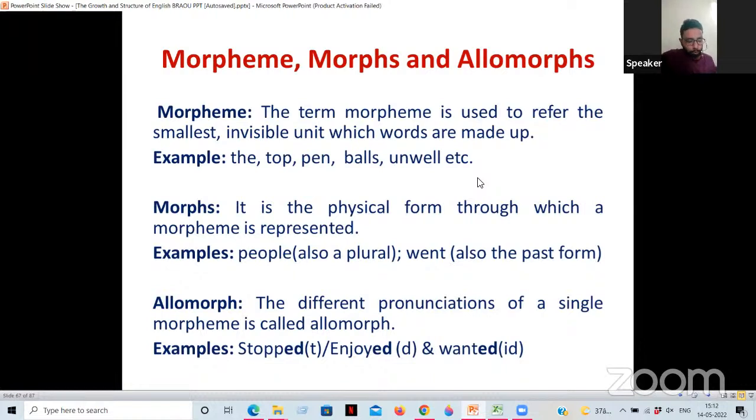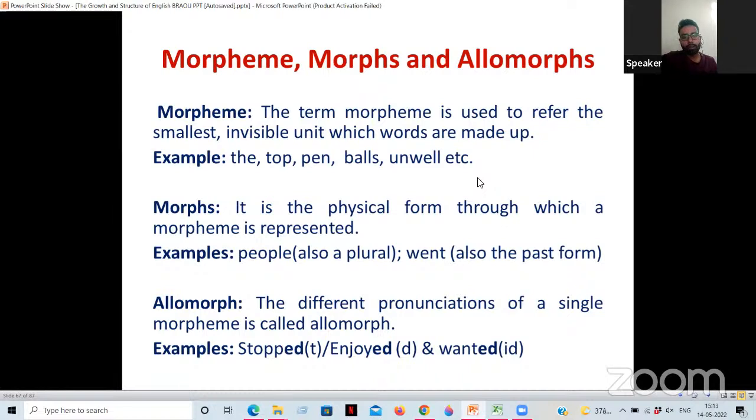Okay. So a morpheme is one which will have a meaning, but a word can have more than one morpheme. For example, see the word balls. In this word there are two morphemes. In the word unwell there are also two morphemes. When you separate a word into two or three parts, and all these parts have certain meaning, and you cannot further separate that particular unit, that is what is called a morpheme.